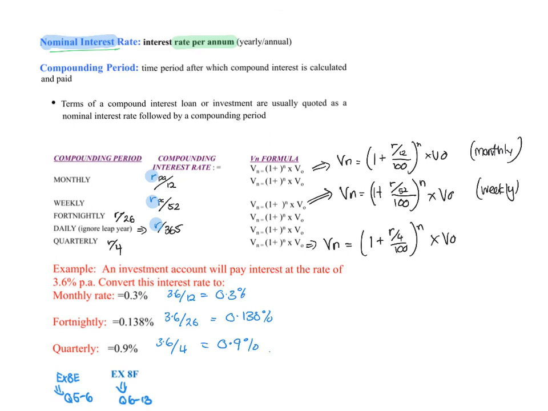Okay? All right, so you're going to do the rest of the exercise 8E and 8F today, which is 5 to 6 on the E and 6 to 13 on the F, because you did the beginning of those last lesson.